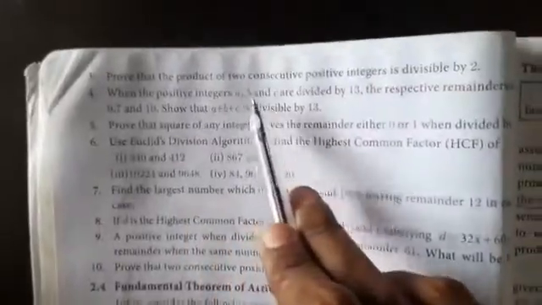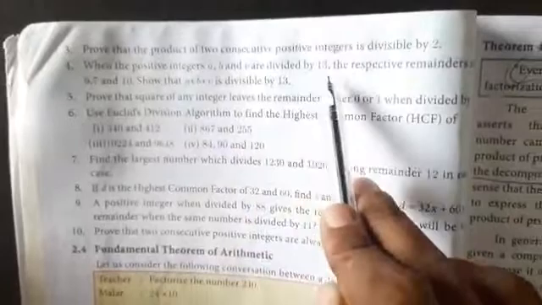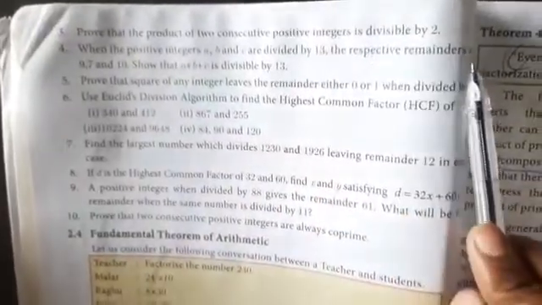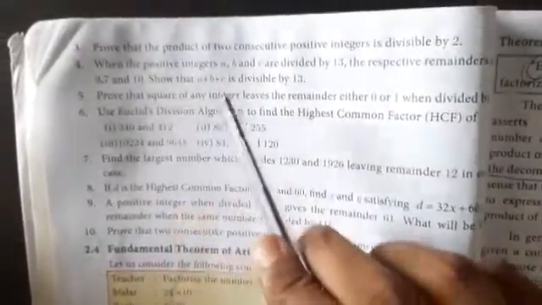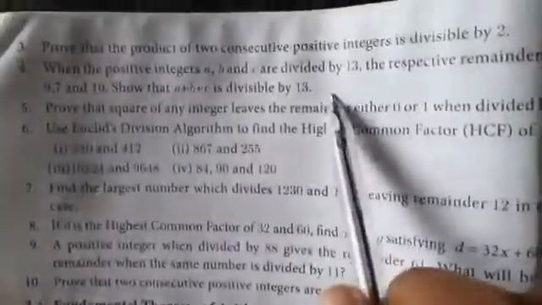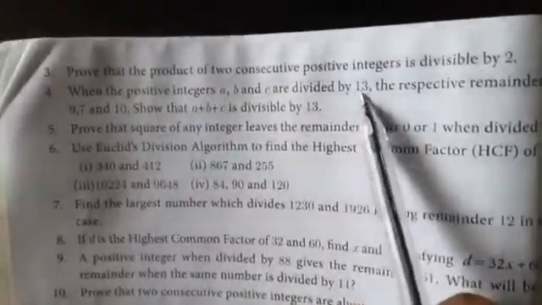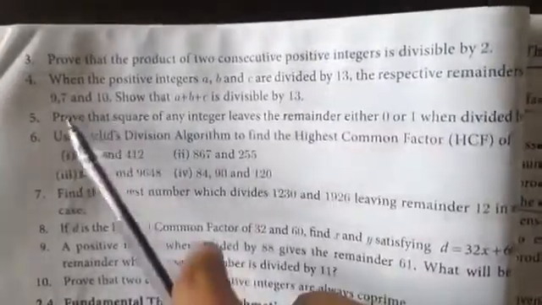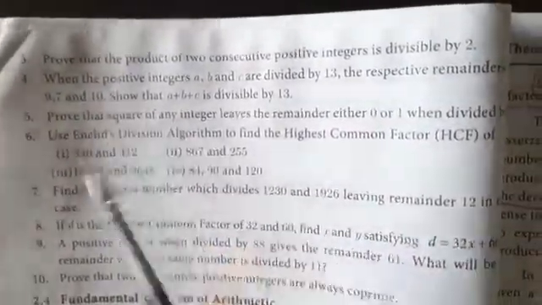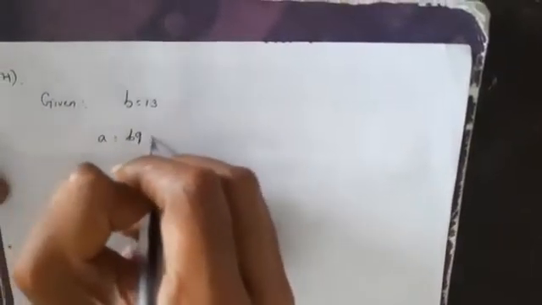When the positive integers a, b and c are divided by 13, the respective remainders are 9, 7 and 10. Show that a plus b plus c is divisible by 13. Given is b is equal to 13. By using Euclid division lemma, a is equal to bq plus r.